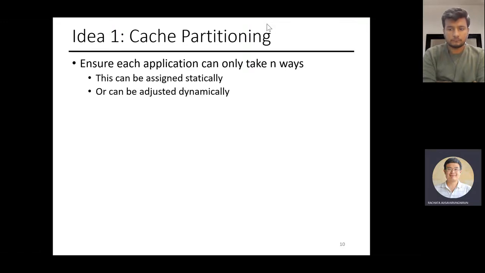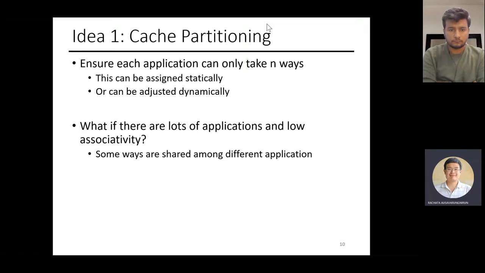And with this design, what if there are a lot of applications and you don't have that many cache ways, that much associativity to give to all the applications? In this case, you can still share some ways among different applications, but if you absolutely know that some applications demand, say, two additional ways, you can isolate them. The benefit here is you provide a certain amount of isolation, ensuring that the application you're running has some of its own private resource.